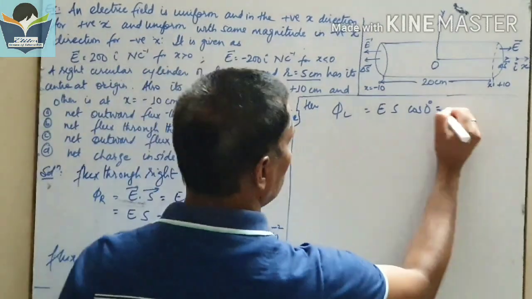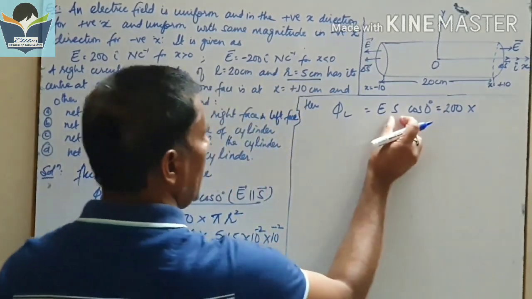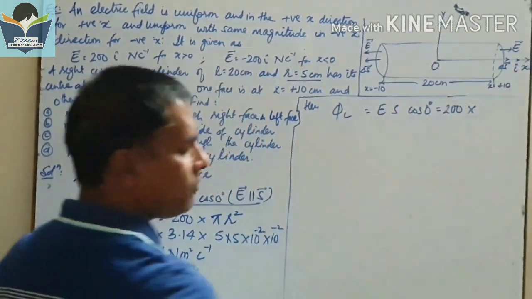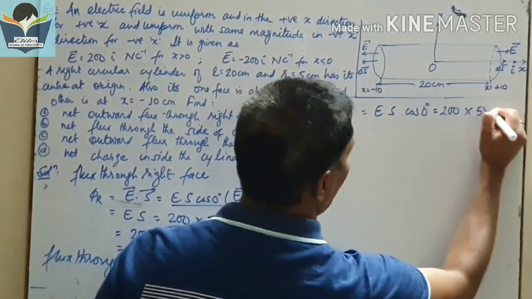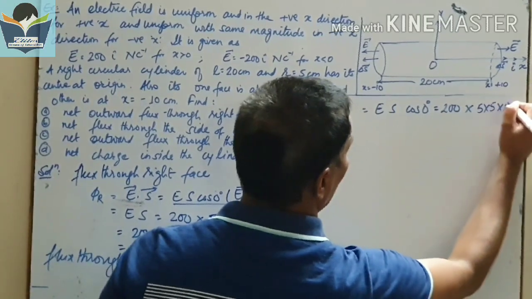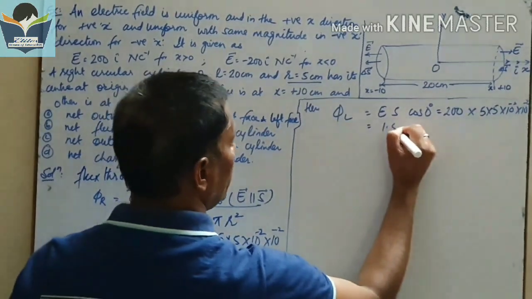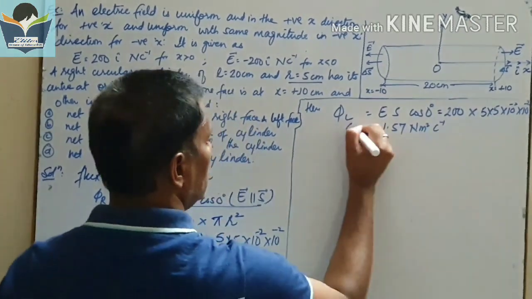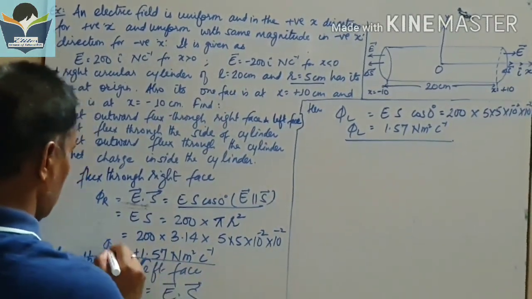So if it is cos 0, so this E magnitude is 200, area for the same cylinder, the bases are of the same area as we had here in the first part. So this will be 5 into 5, 10 to the power minus 2 into 10 to the power minus 2. So this also solves out to be 1.57 Newton meter square coulomb inverse. This is phi L, this is phi R.